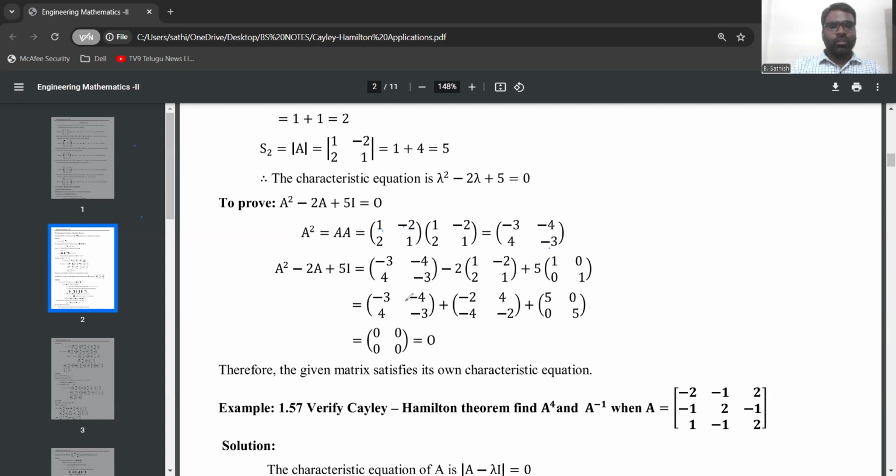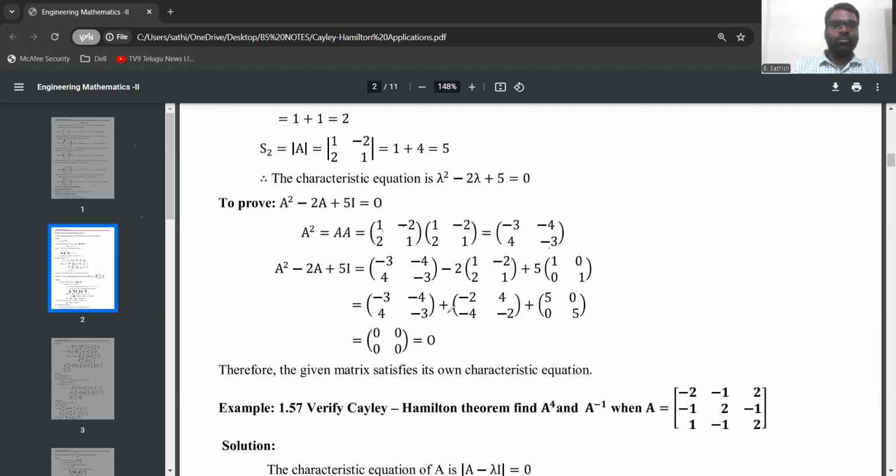Simplifying this, the first matrix remains the same: minus 3, minus 4, 4, minus 3. From the second one, we are multiplying minus 2 with all the elements of the second matrix.